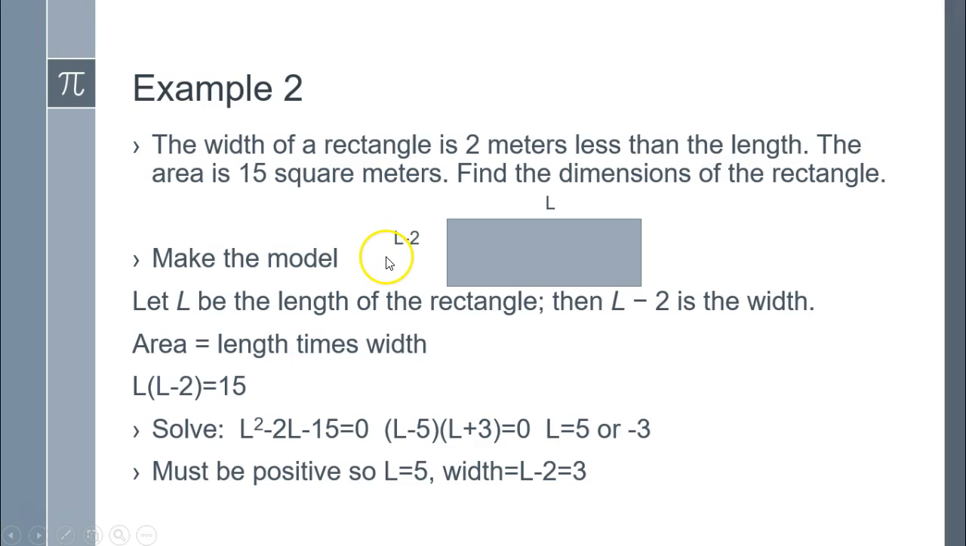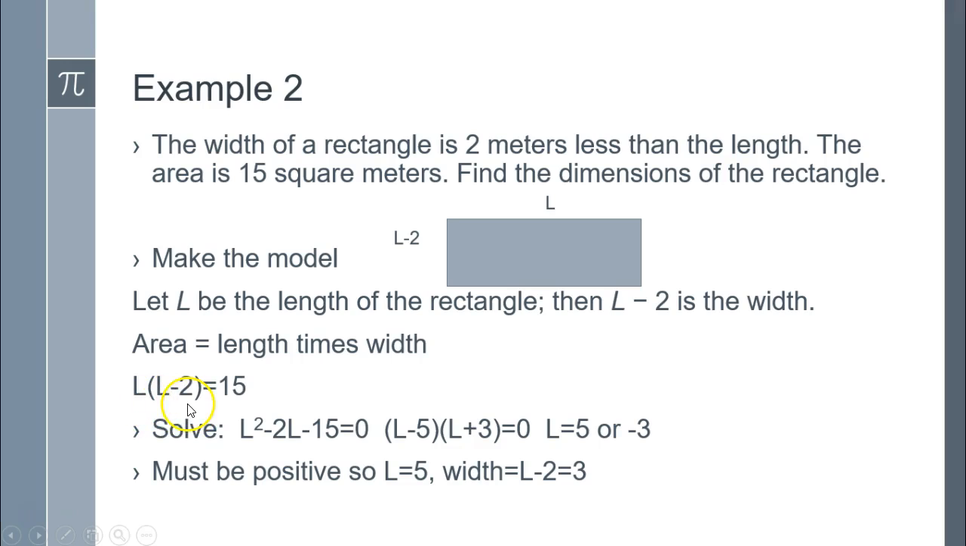I label my sides. Now, I am told the area of the rectangle. Area is length times width. So I'm going to multiply L times L minus 2, and I should get 15. So you have to remember that area is length times width. You have to know that. That's why sometimes these problems are harder too. So L times L minus 2 equals 15 represents the area of this rectangle being equal to 15.